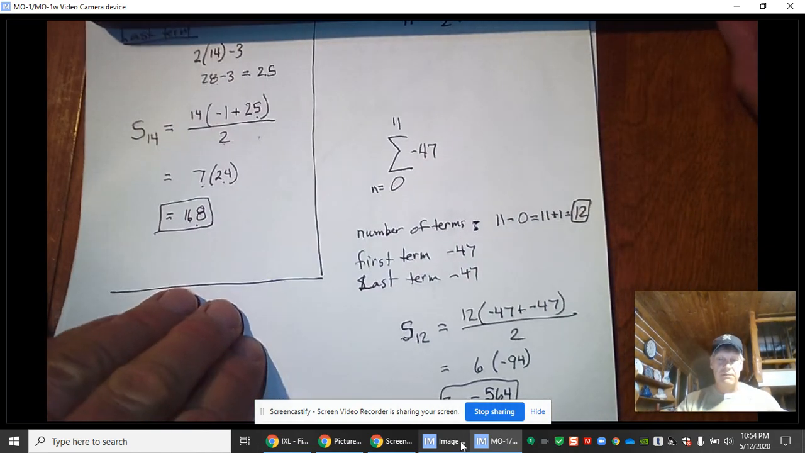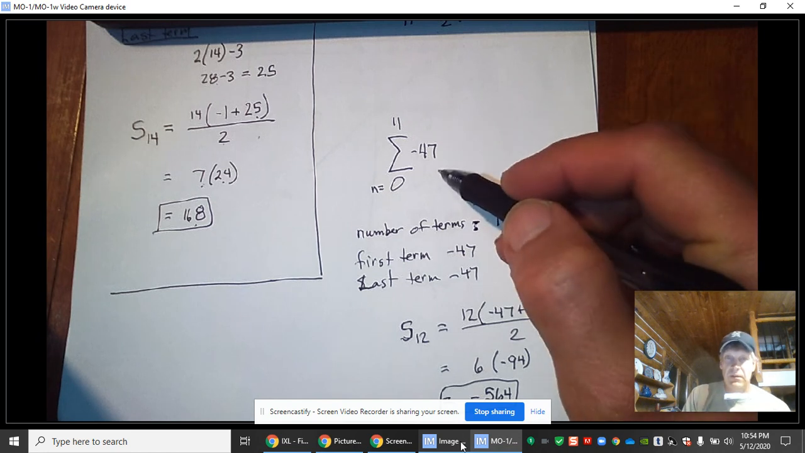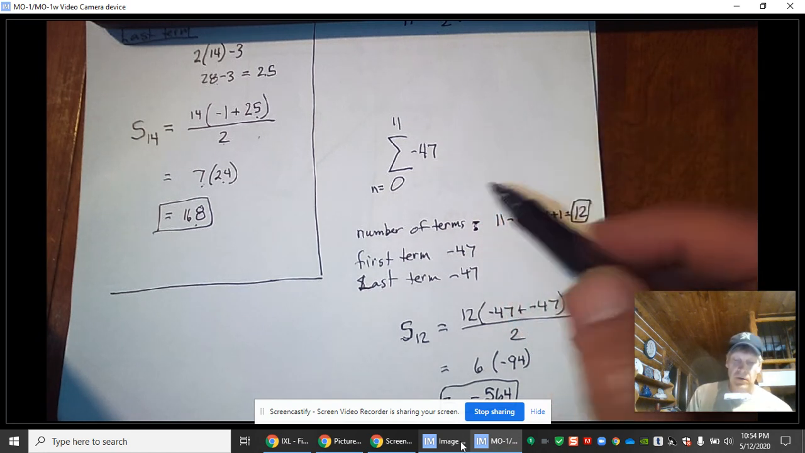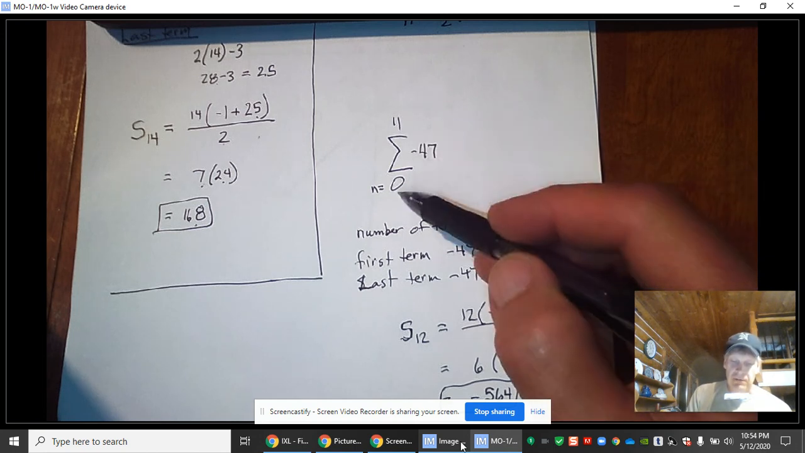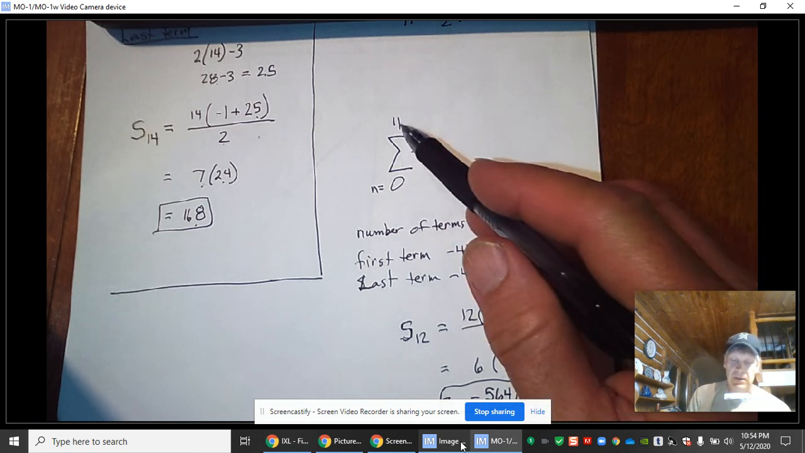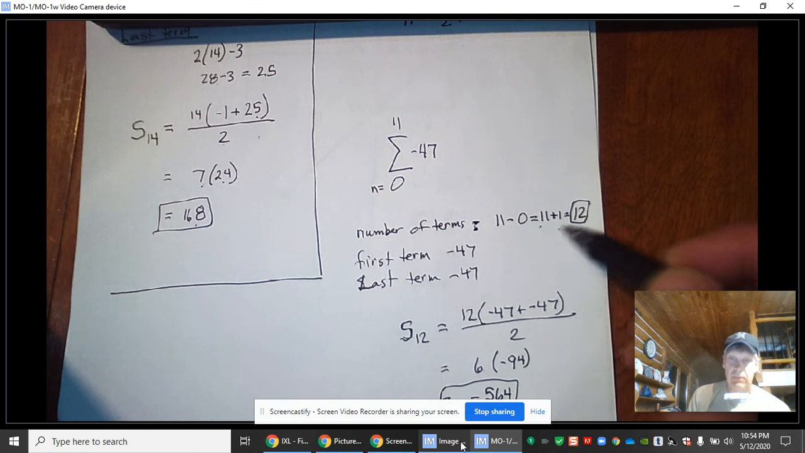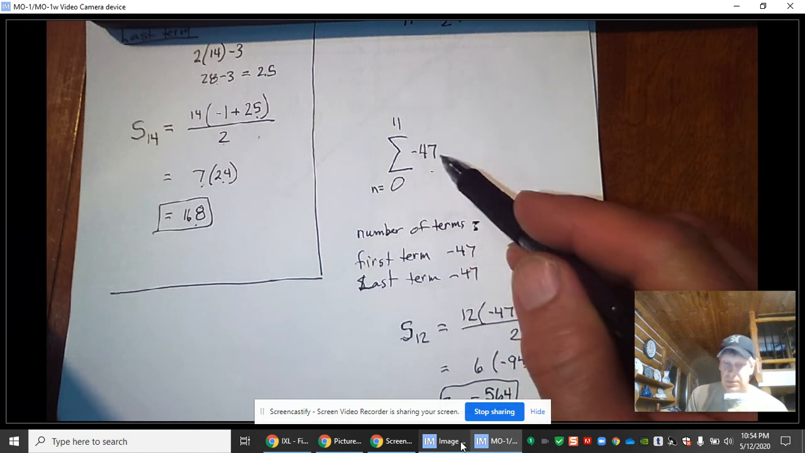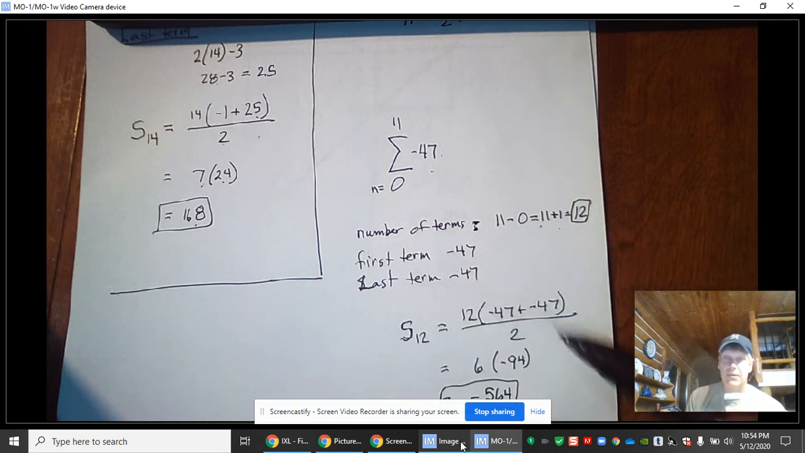Here's a little different one that you may see where there's no n. It's just a negative 47. It's just a whole number. So again, the first thing you have to do is find out how many terms are in this sequence. 11 minus 0 is 11, add 1, and I get 12. My first term is negative 47 because there's no place to plug in 0. There's no place to plug in 11. My last term will be negative 47. So I'm adding negative 47 basically 12 times.